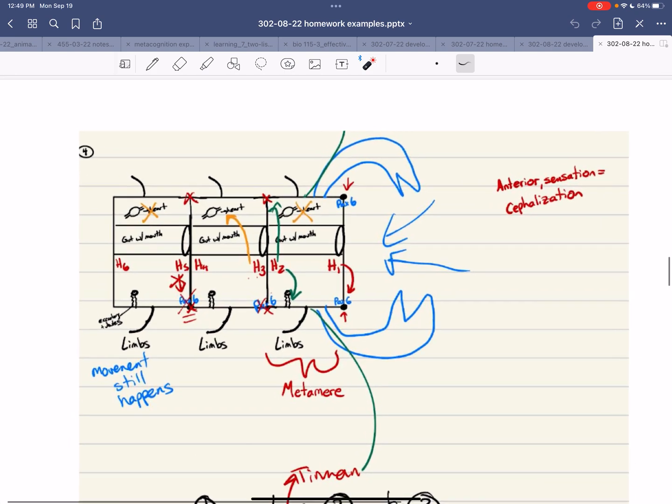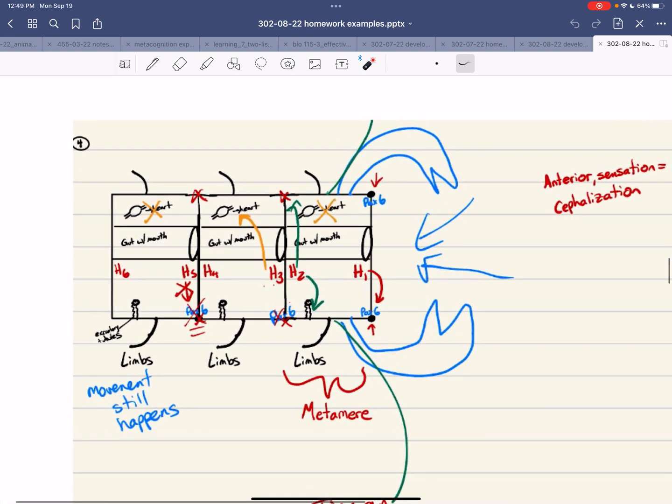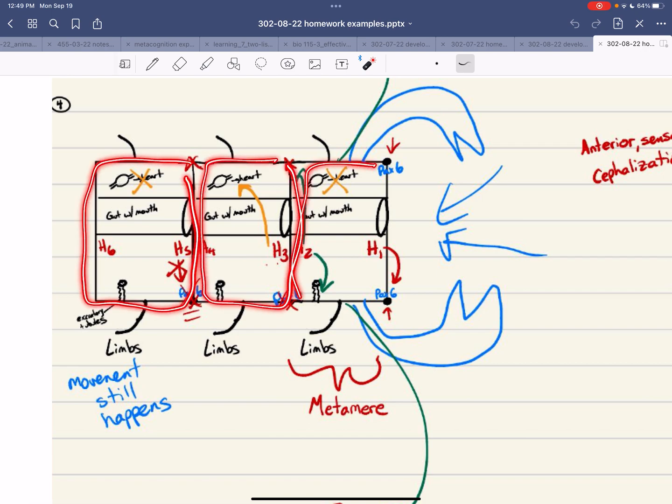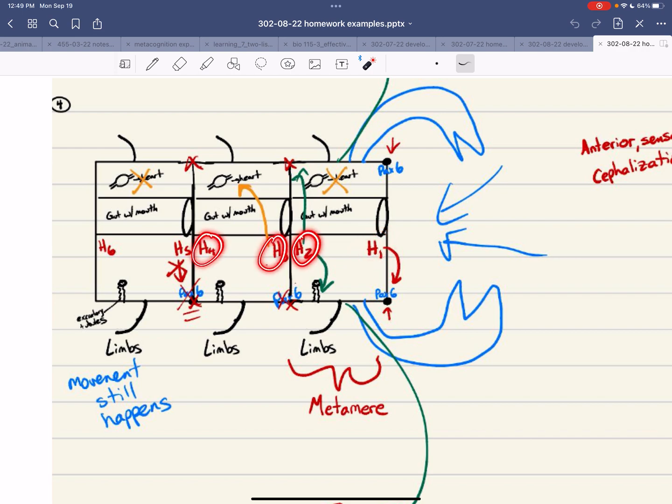The next question was about metamerism and cephalization. This person drew 3 segments. They decided Hox 1 would be anterior in this segment, Hox 2, Hox 3, Hox 4, Hox 5, Hox 6. More often you'd expect a Hox gene to be expressed all the way through a segment and maybe even into neighboring segments. But hypothetically, this could happen.